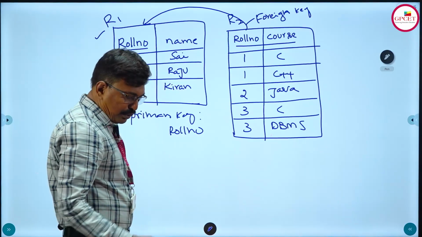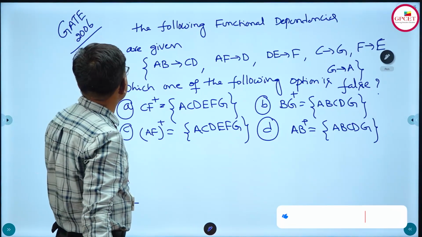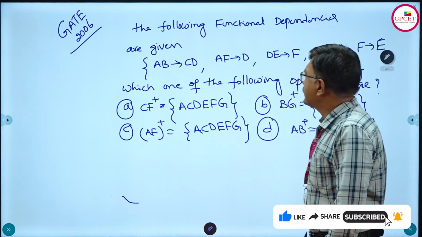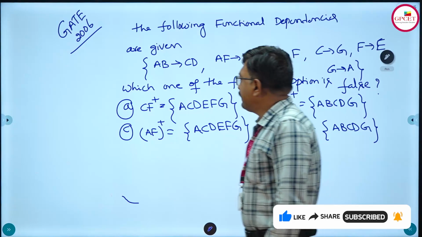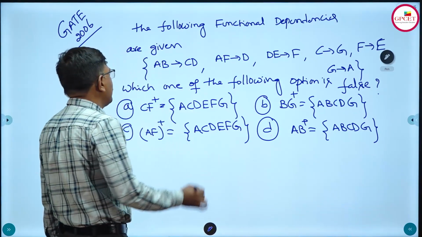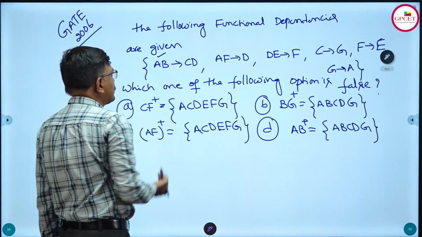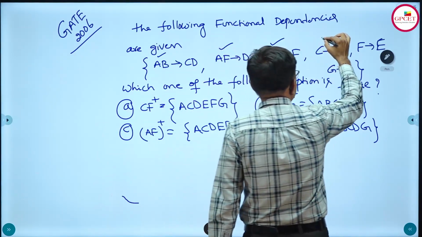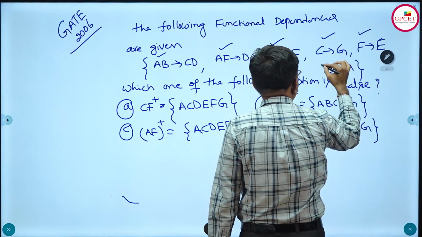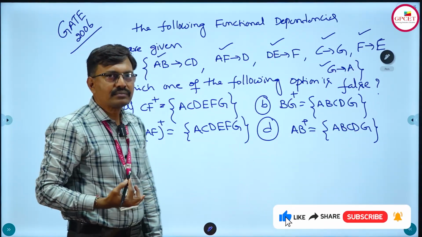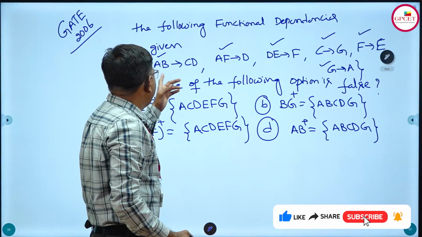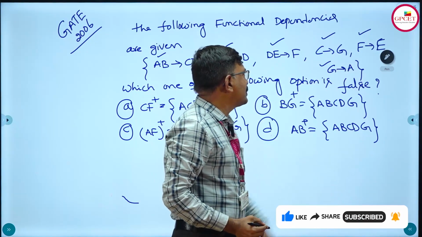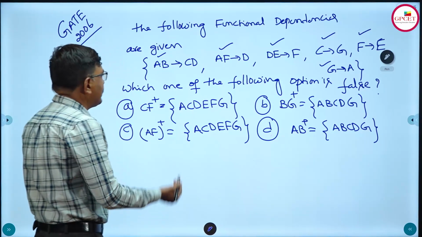Whereas from the GATE point of view, examples of normalization techniques, that is GATE 2006. What is that GATE 2006? The following functional dependencies are given. What are the functional dependencies? AB tends to CD, AF tends to D, DF tends to E, C tends to G, F tends to E, and G tends to A. These are the functional dependencies.